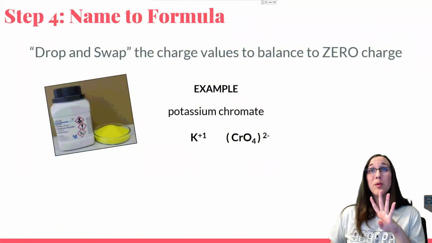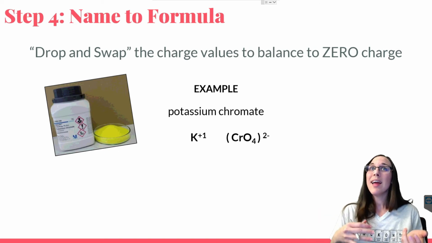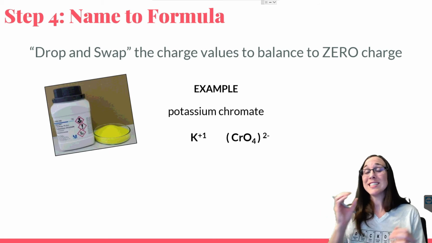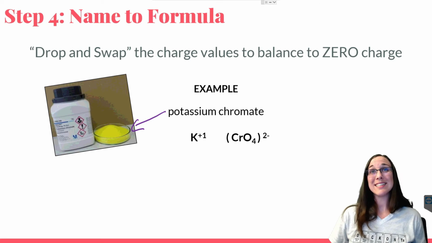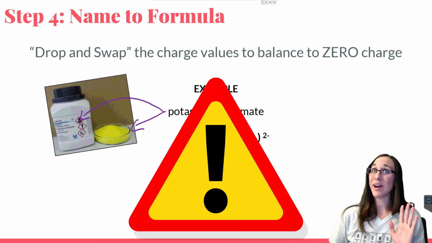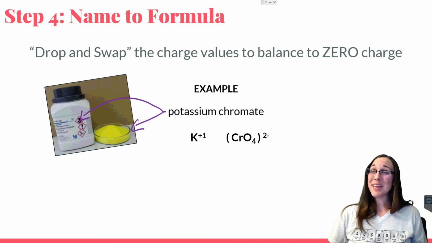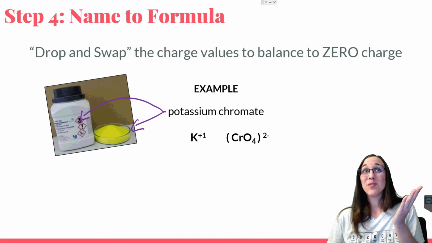And step 4 from going from the name to the formula with a polyatomic ion is to use the drop and swap method, just as we had before, in order to balance all of the charges to 0 overall. So potassium chromate, there's a picture right there for you. It's nice and yellow. Check out all of those lovely OSHA labels. Warning. If you don't know what those OSHA labels mean, be sure to check out my previous video on identifying safety hazards from chemical labels.